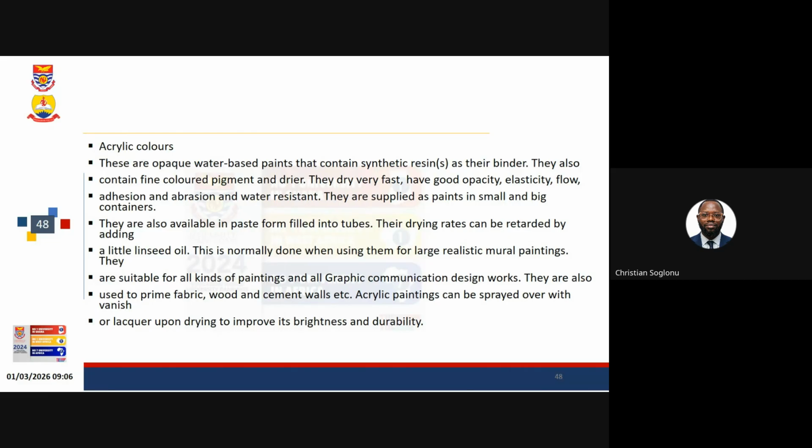Any question? Yes, sir. Please, I want you to throw a little light on these two concepts for me: priming a ground and the addition of a fixative.